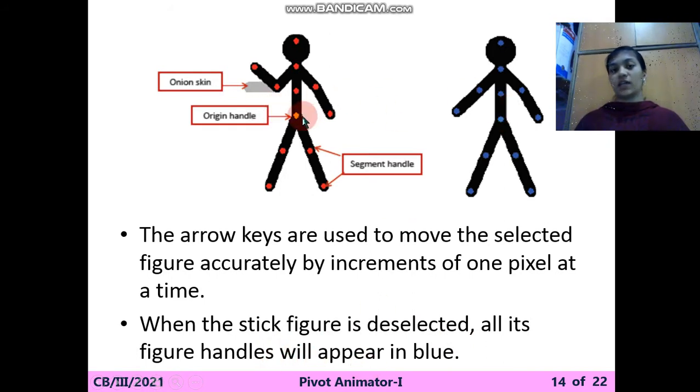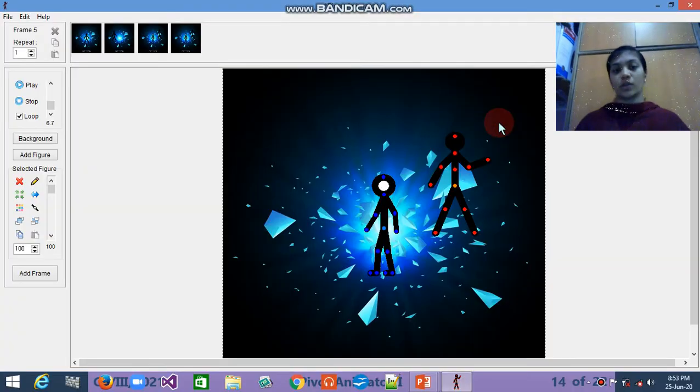Like here, there are two figures, in which we have the origin handle, onion screen and segment handle, but the second one is not selected, so it will be converted totally to blue. Here you can see this is totally blue, and this one has the red and the orange dots: origin handle, segment handle and the onion screen, and this one is deselected.